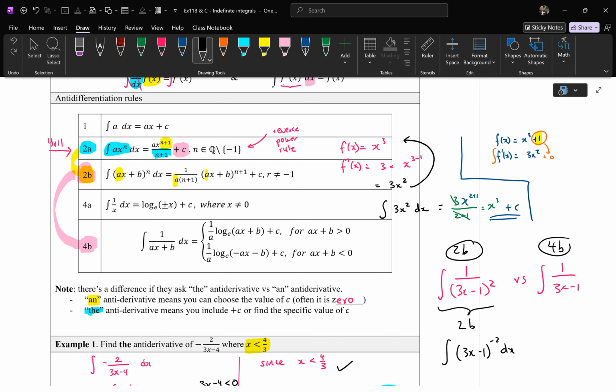Versus, why is this a 4b? This is a 4b example because that means this has a power of -1. So notice there, it has to be a power of -1. Okay, so this one says not -1, this one says definitely -1. Two of them are different. So one gives you a power function, one gives you a log. Okay, so that's the main difference.